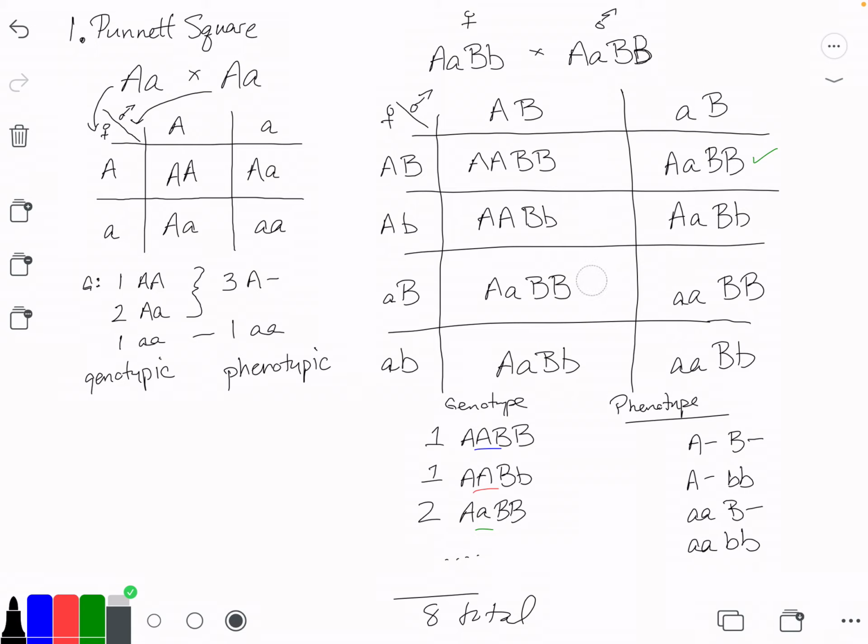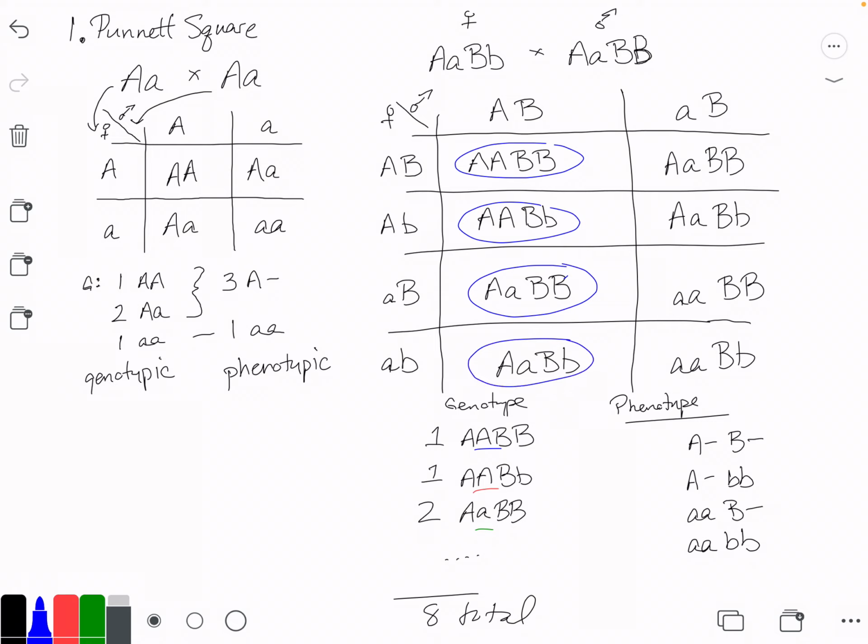Okay, so I'm going to go through and erase my little check marks so we can do this again here. Where are my dominant phenotypes? Well, I've got one there that's dominant A and B, and there, and there, and there, and there, and there, right? All of those have some form of dominant A, dominant B genotype, so they're all going to fit into this top category.